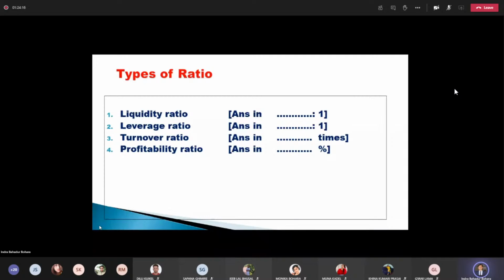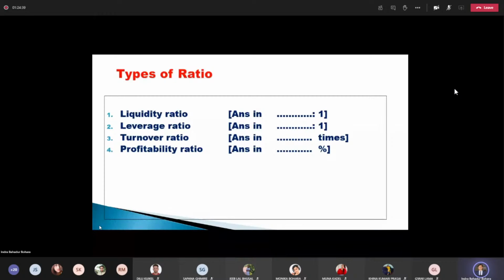Liquidity ratio and leverage ratio are calculated and presented in pure ratio form, that is, to 1 at the end. After calculating the value, we put it as to 1. Then we compare, out of 1, what is the association, what is the value of the liquidity ratio.